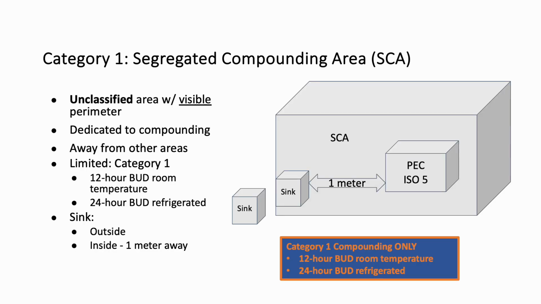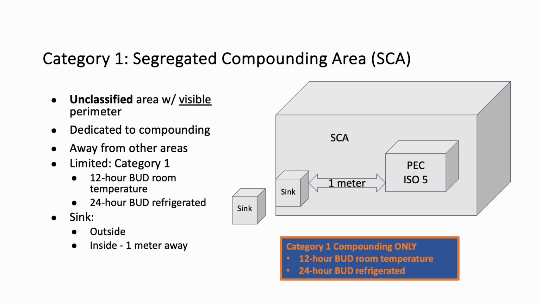Category 1 compounding is done in a segregated compounding area, or an SCA. This is a situation where you have an unclassified area or space. It can be a room or it can be just a visible parameter within another room. It has to be a defined area, a visible parameter, and dedicated only to compounding. This again is a situation where you have an ISO 5 PEC, or a hood, where you do the compounding inside this parameter. This parameter must be away from all other areas and also is limited to Category 1 beyond use dating, which is 12 hours at room temperature or 24 hours under refrigeration.